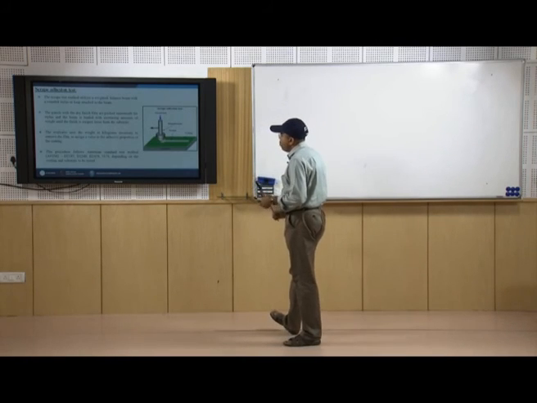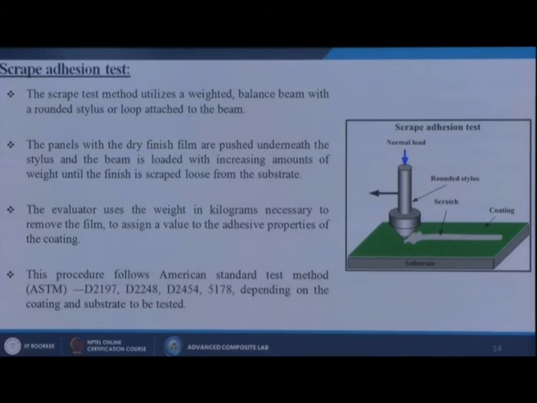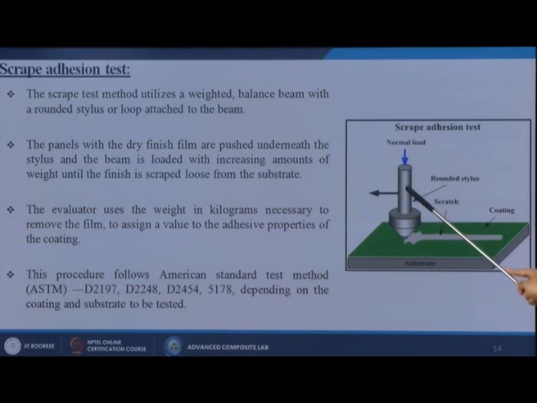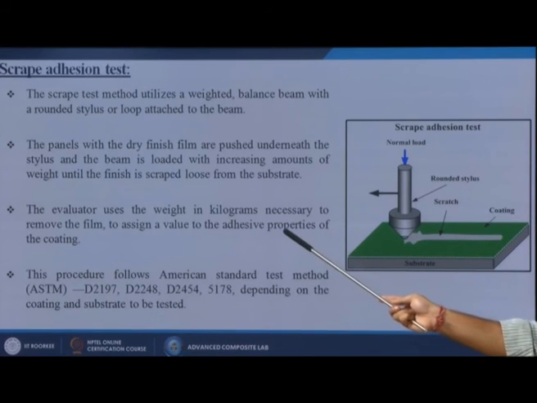So the first one is called the scrape adhesion test. The scrape test method utilizes a weighted balance beam with a round stylus or loop attached to the beam. It is known as the stylus, in which we put a constant normal load. That load may be constant or it may be progressive. We start the experiment from here, and then we give a motion in this direction.